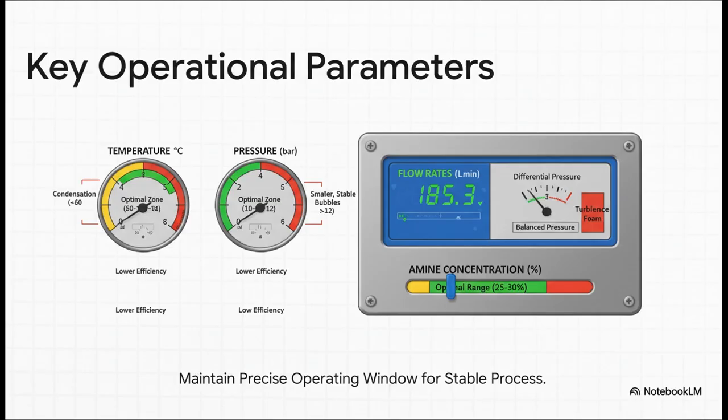And this really highlights the tightrope that process engineers have to walk every single day. You're constantly trying to stay within a very narrow operating window. Take temperature. The rule of thumb is to keep your lean amine inlet 5 to 10 degrees Celsius above the gas dew point to stop hydrocarbons from condensing. But if you go too hot, you speed up degradation. It's the same delicate balance with pressure, flow rates, and concentration.